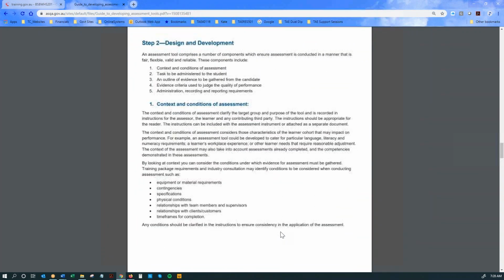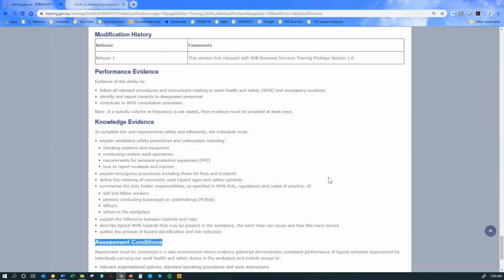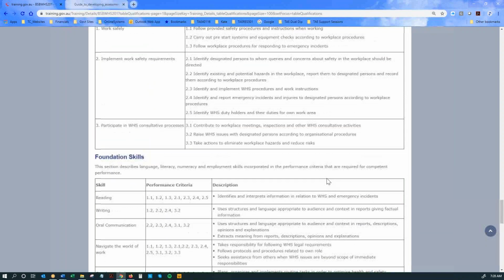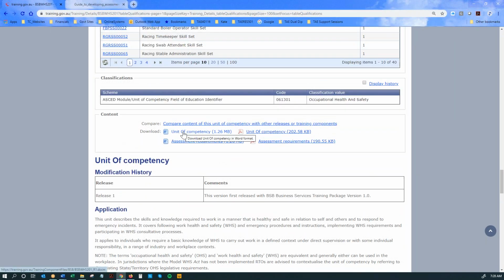So that's the end of our planning stage. So let's have a look at what that looks like for real. If we go back to our unit of competency, within the unit of competency there is an ability to download the content you see on the screen into a Word document or a PDF.